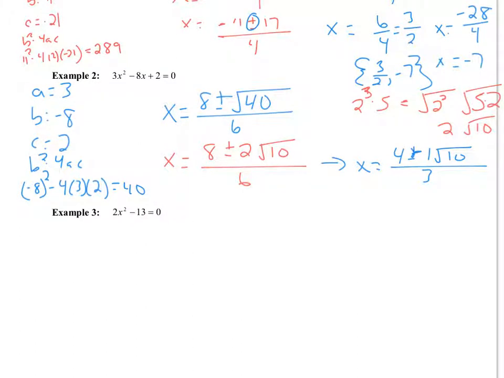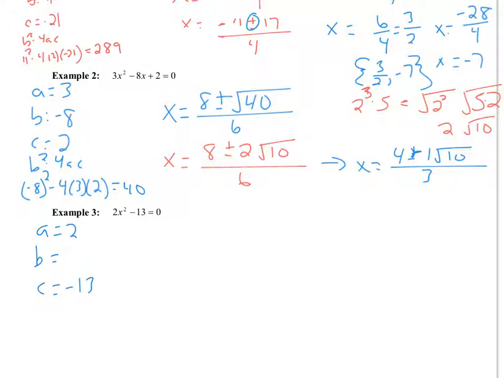So, 2x squared minus 13. This was the style question on the Regents this past June. Oddly enough, kind of a fun question. Alright, so again, the number in front of the x squared term is going to be your a. So our a is equal to 2. The number in front of the x term is going to be b. And the number that's all by itself is going to be your c.